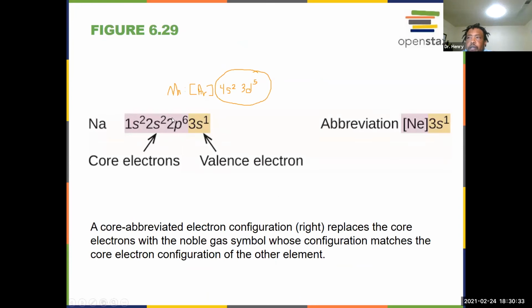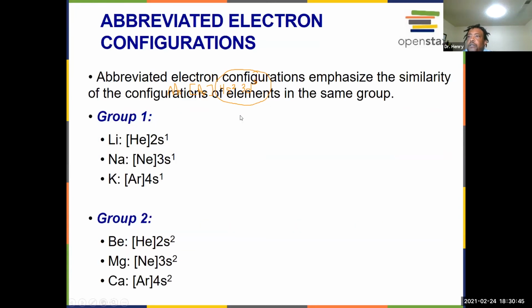Okay. So again, this represents your core. And so we can abbreviate your core as Ne. And then your leftover ones are your valence. Okay, so these are some examples. So lithium, helium will be our core, 2s1. Okay, potassium. So argon is going to be my core, 4s1. Okay, simple.